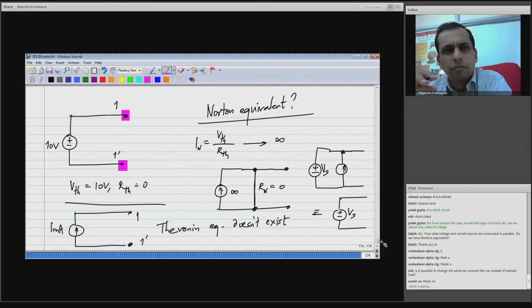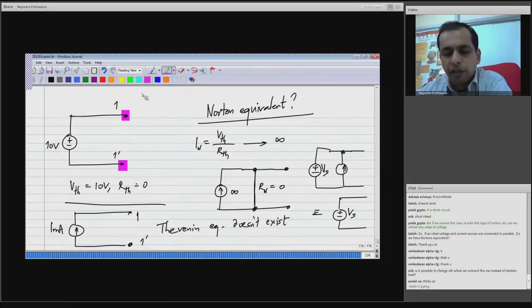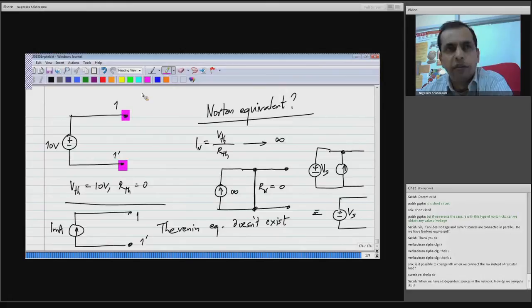So again, there is some confusion regarding the load. This equivalence is independent of the load. Whatever you load you connect to it, the behavior at 1 and 1 prime will remain the same as in the original circuit. Okay? So if you want to find the effect of the load on the original circuit, you instead connect the load across the Thevenin equivalent circuit and you will find exactly the same behavior. Okay.